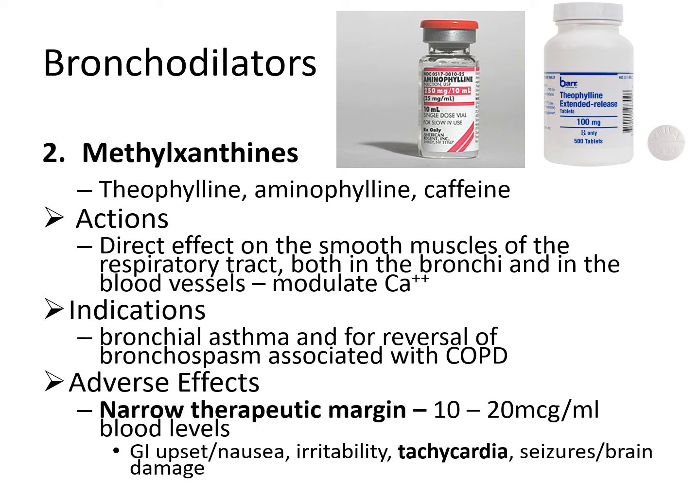So bronchial asthma and COPD, it used to be very commonly used. Now it's not as common because we have a very narrow therapeutic margin, a therapeutic window, 10 to 20 micrograms per milliliter of blood. So we need to stay within that. If we get above that, we're overstimulating. We get GI upset, nausea, CNS effects, irritability, seizures, even brain damage, and we have our cardiac effects. We start seeing tachycardia in these particular patients.